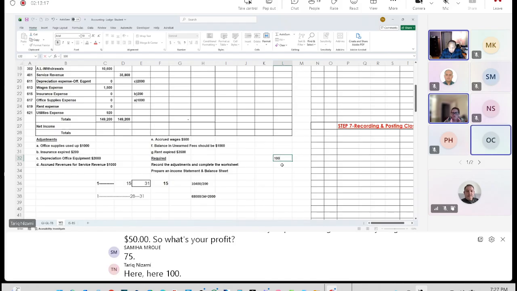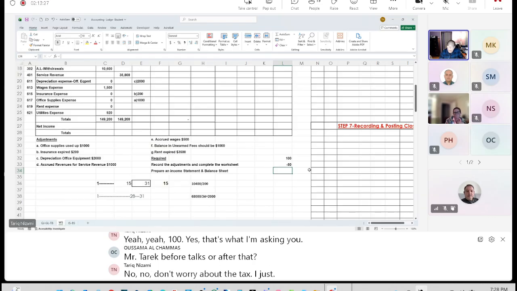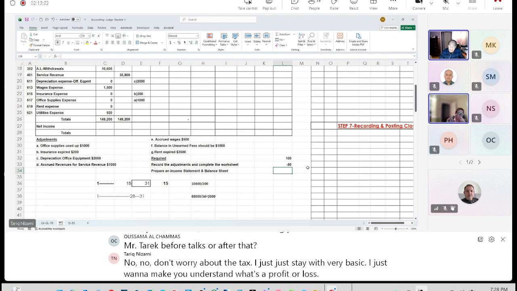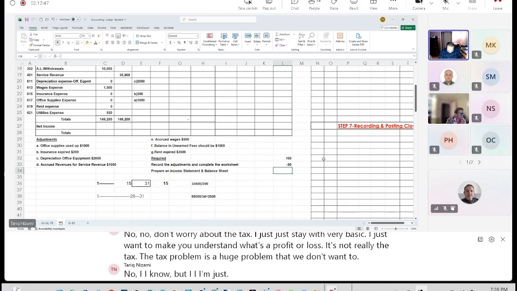100, yes. Before tax is what I'm asking, or after tax? Mr. Tarek? Before tax or after tax? No, don't worry about the tax. I just stay with very basic. I just want to make you understand what's a profit or loss. It's not really the tax. The tax problem is a huge problem that we don't want to. But now is the tax season, that's why. No, I know, but I'm just looking at.